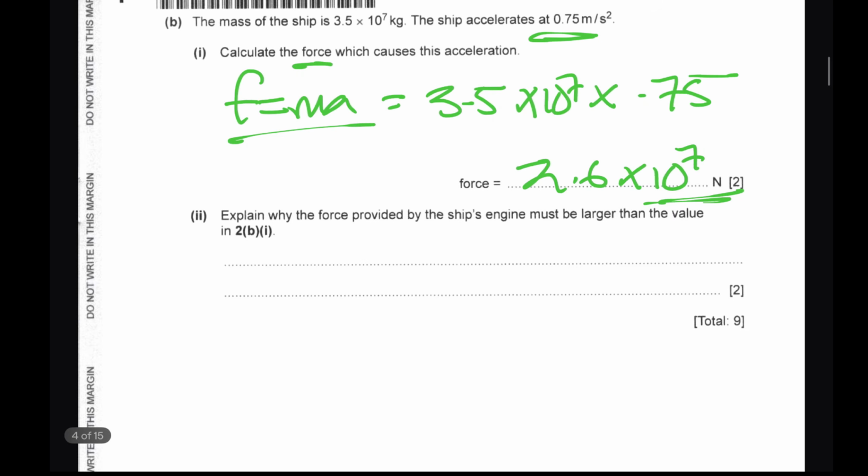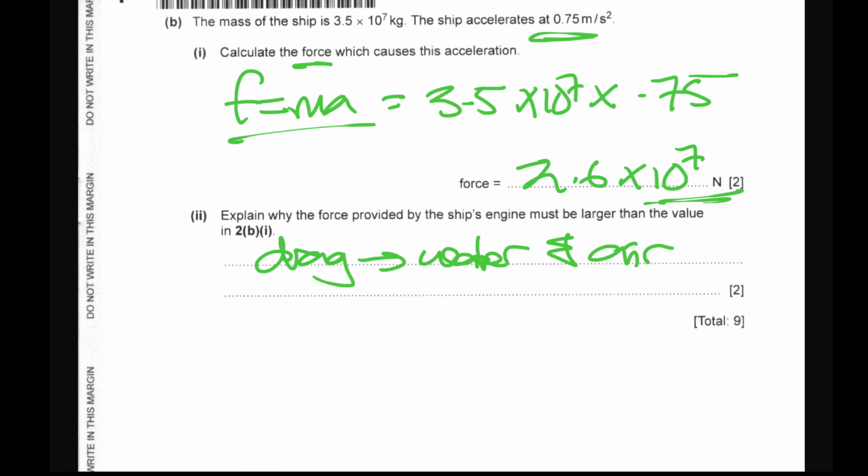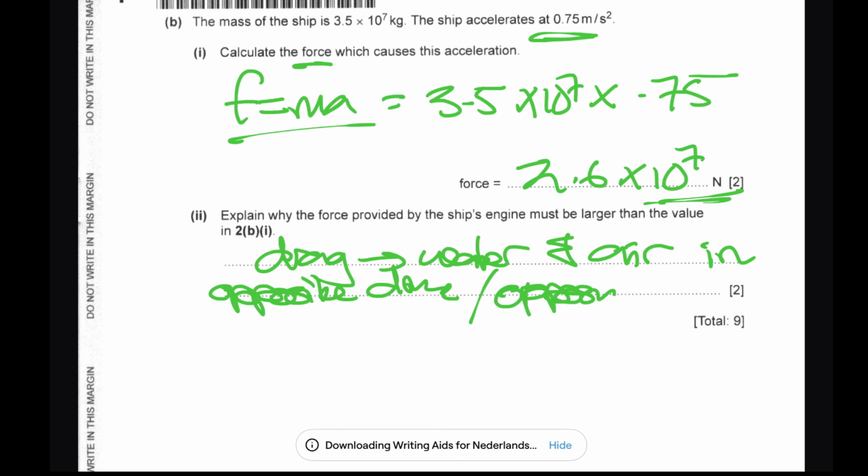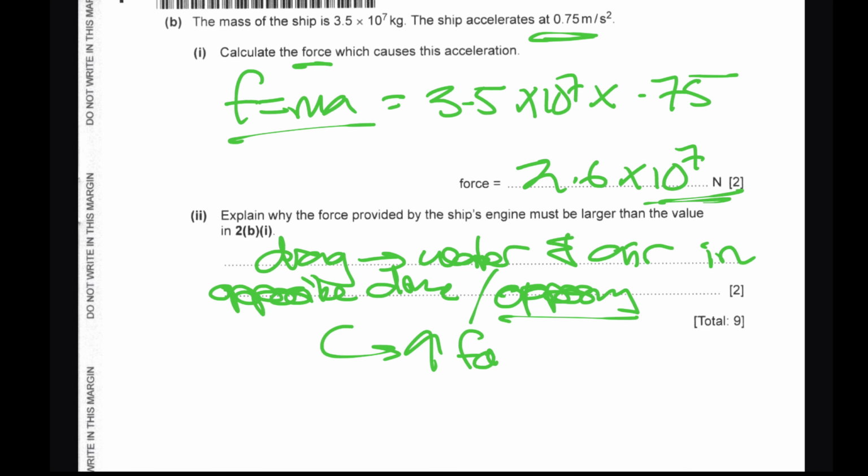So that's basically going to be your answer, that there is drag acting on the ship, right? Drag from where? From the water mainly. And if you want to, then you can say from the air, which is air resistance. Hence, drag acting from water and air in the opposite direction, or you can say opposing, whichever way you want to write. Hence, greater force is required to overcome it.